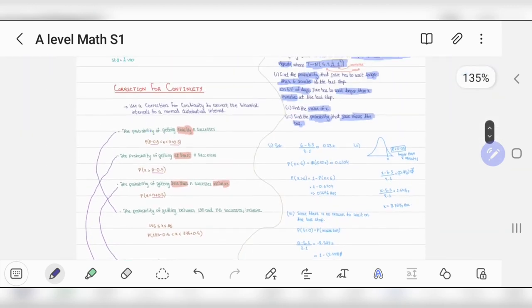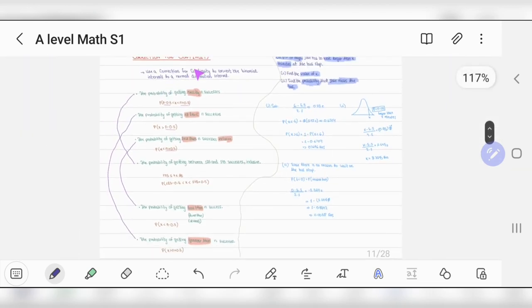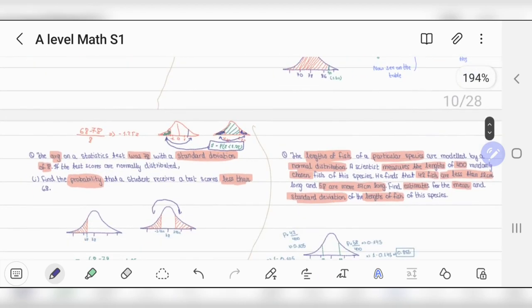So it's a complete chart, and don't worry about it. I will give the PDF for this one, definitely, if you need it. You can just ask me. Now, moving to the next question.